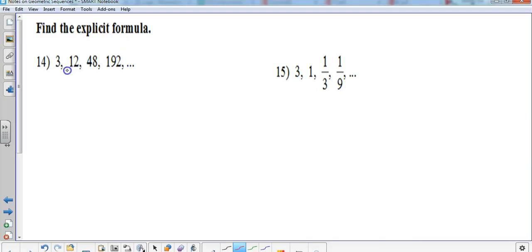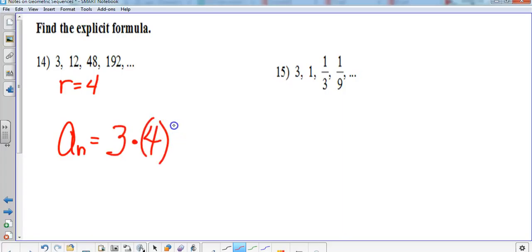Find the explicit one. What are they multiplying by this time? 4. And how do we write the explicit one then? A sub n equals? Nope, that's recursive. This is the one where we put the first term down times r, and I just always put r in parentheses, then n-1. You don't have to have parentheses on this one.